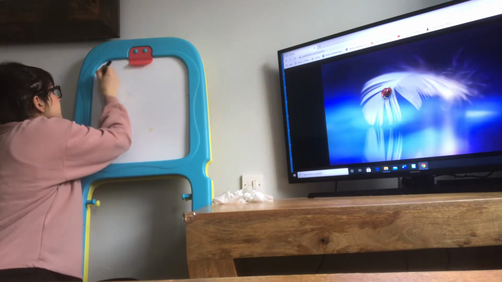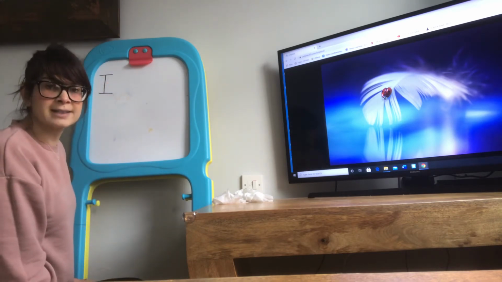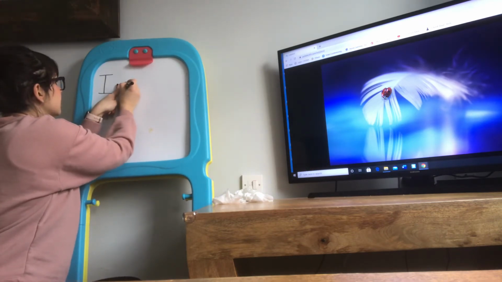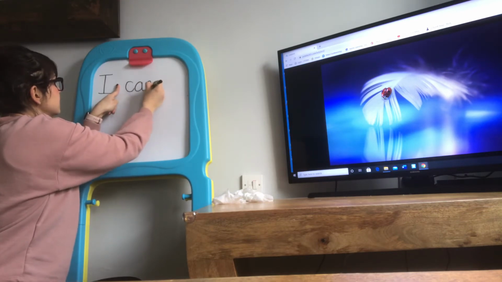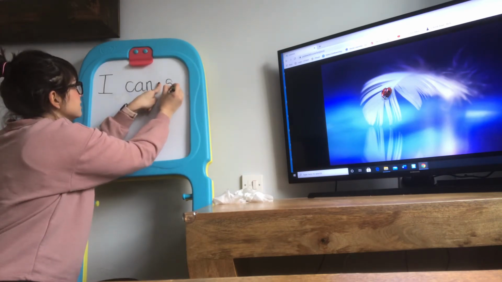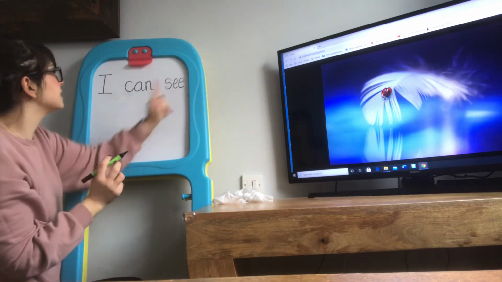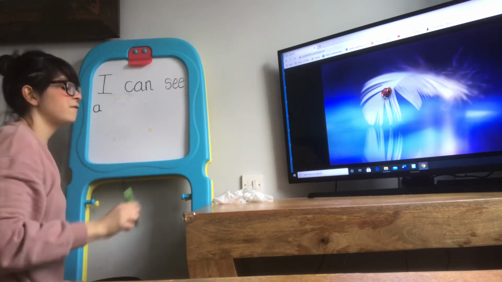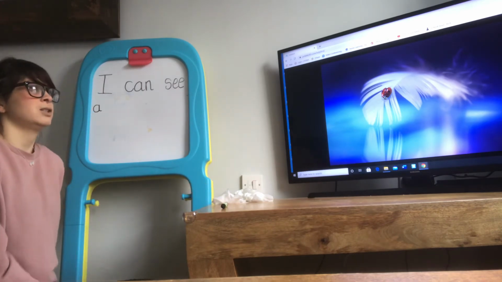I, phase 2 tricky word, one of our first keywords that we hand out. So I can, finger space, I can, finger space, see, E. I can see, that's dead easy, a feather.